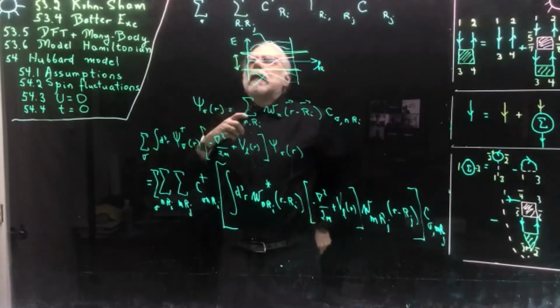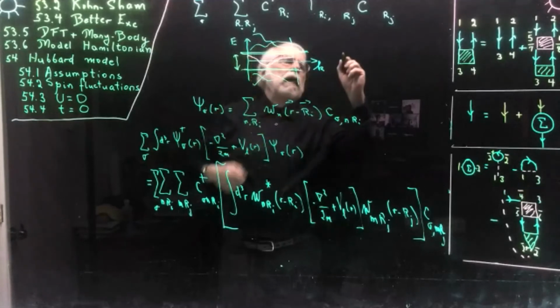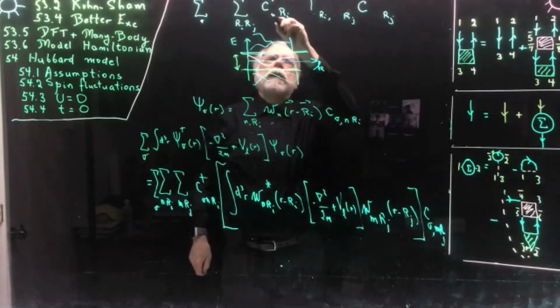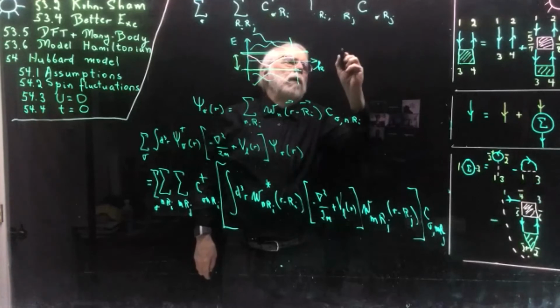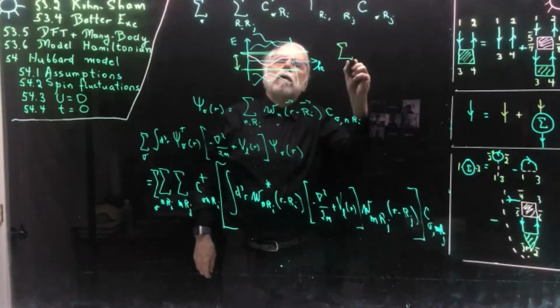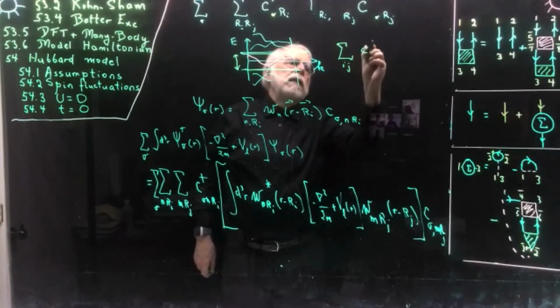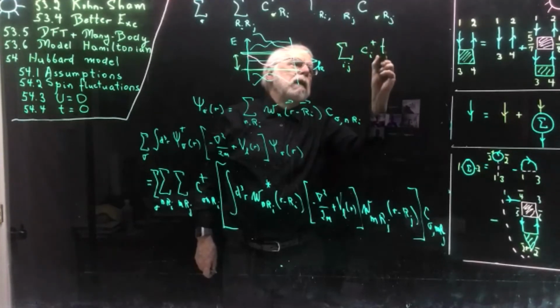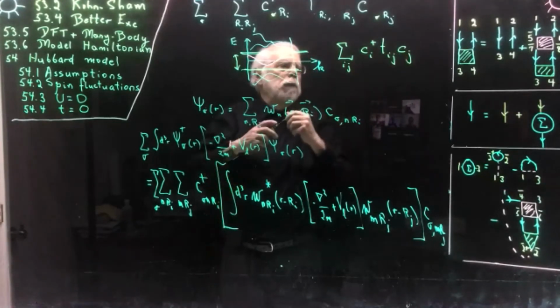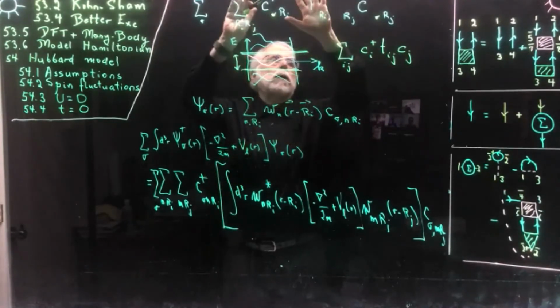And then this I will write, there was a spin index here, as the sum over i j of c dagger i t i j c j, where this is our hopping matrix. Okay, this is just a shorthand for this.